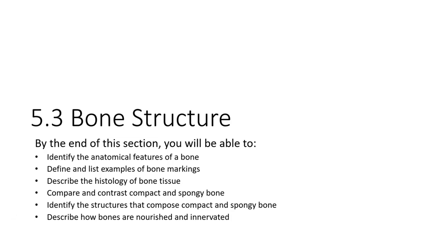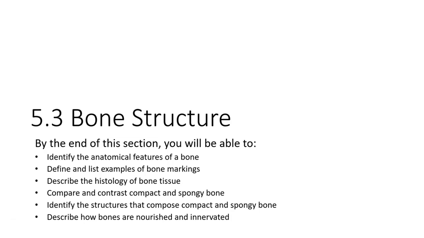Alright, so we're going to get into the first part of section 3, bone structure. The other parts of this will get broken up into other videos. But overall, for section 3, we are going to learn anatomical features of a bone. We're just going to touch on that really briefly since, again, that's something we've been talking a lot about with lab material so far. Same thing goes with examples of bone markings.